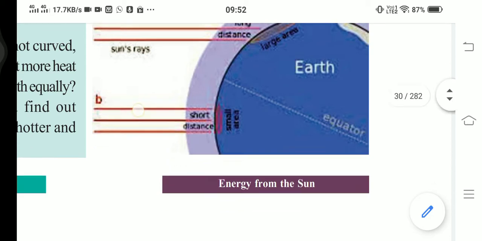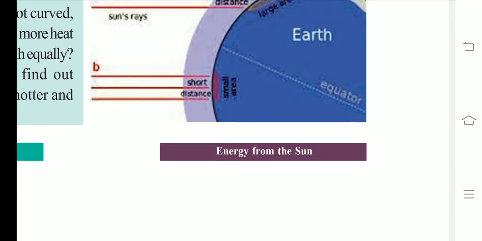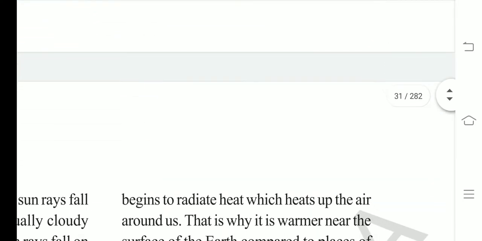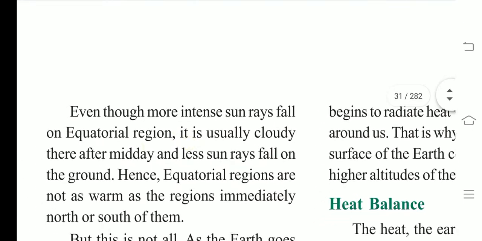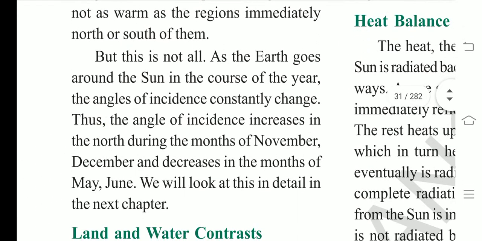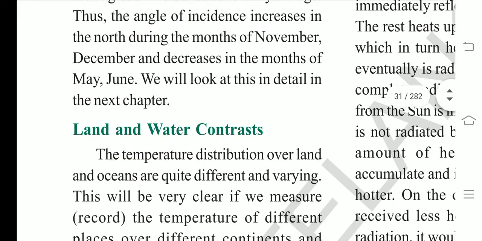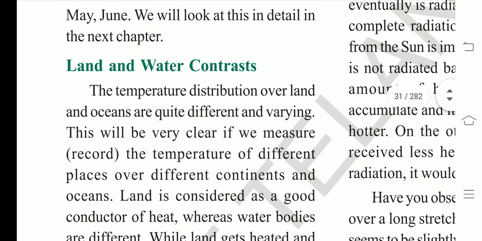Another factor also influences the temperature of a place, that is the land-water relationship. What is that? Land-water relationship. You will study this in 10th class as the land-water relationship, and here in 8th class you are studying land and water contrasts. Contrast in the sense of difference.